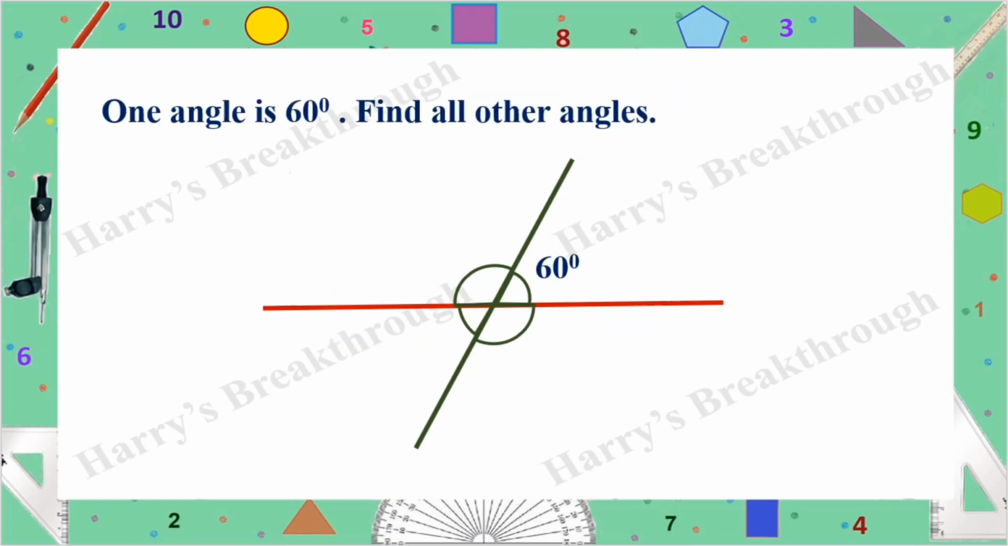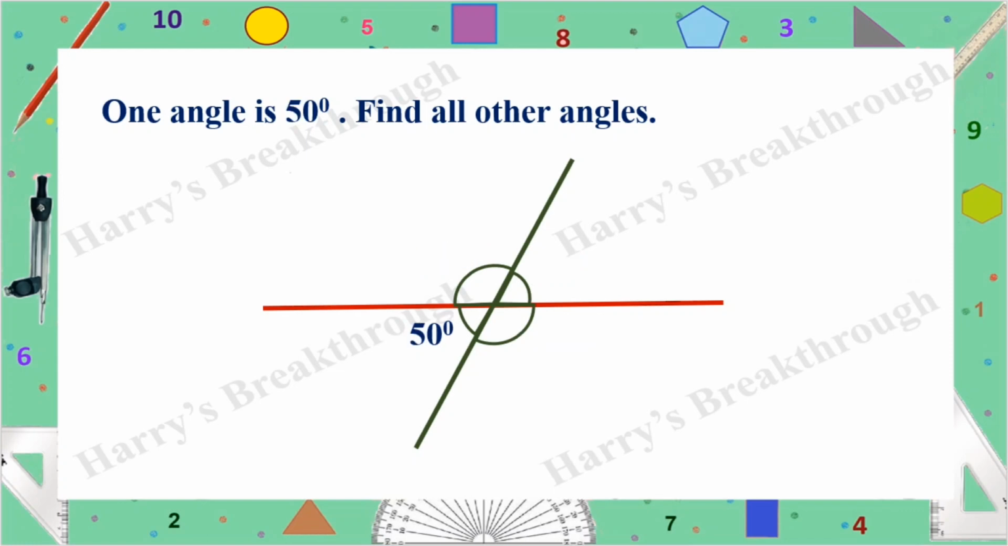So here one angle is given as 60 degrees, and the opposite angle of the 60 degrees is also 60 degrees. And how can we find this angle? Here we can see a linear pair. So this angle will be 180 minus 60, that means 120 degrees. And the fourth angle is the opposite angle of this 120 degrees, so this angle is also 120 degrees.